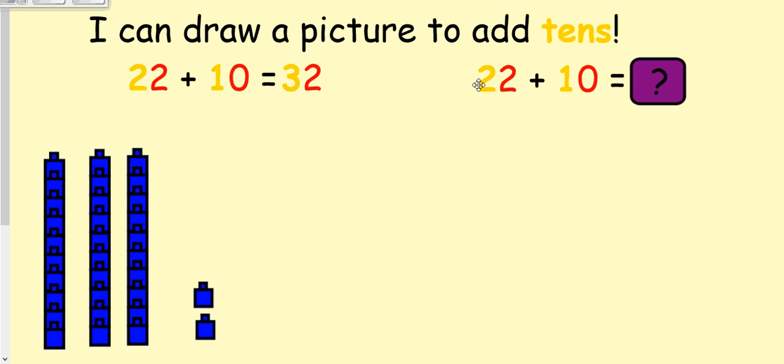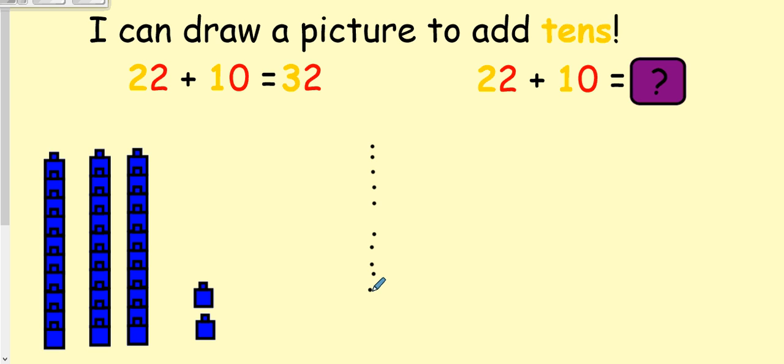Now, we can solve that same problem, but we can use a math picture instead. So we've got 22 put together with 10. So the first thing we're going to do is draw 22. Now we know that we could draw our tens this way. Draw 10, 3, 4, 5, skip a little space, 6, 7, 8, 9, 10.